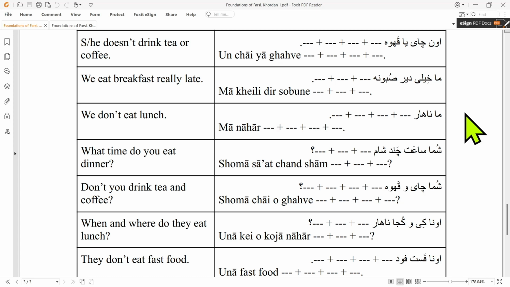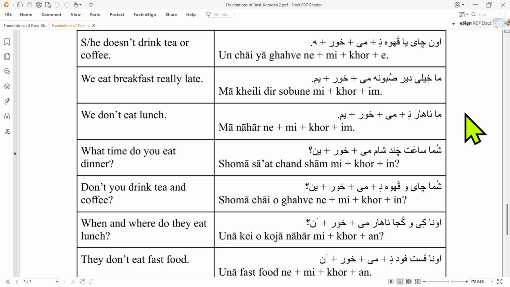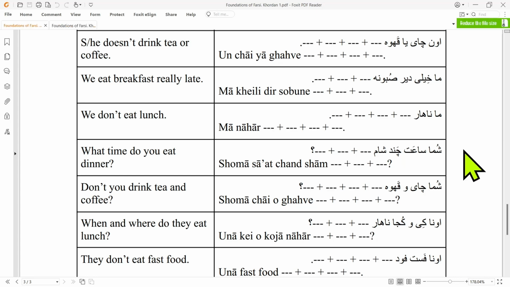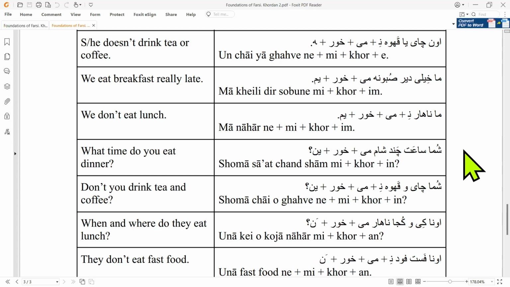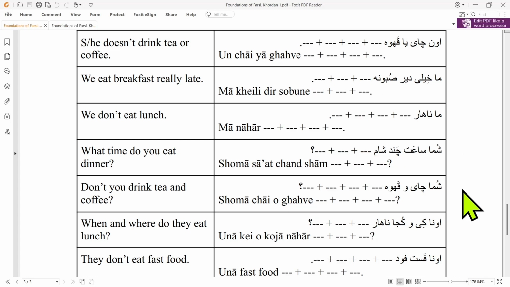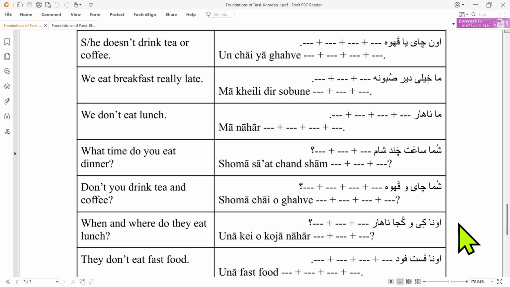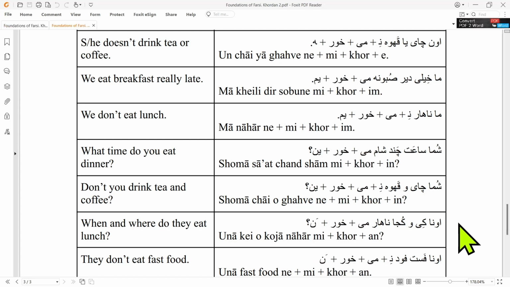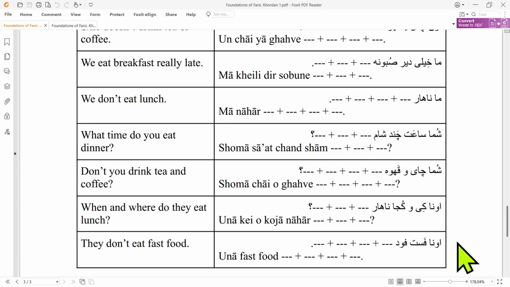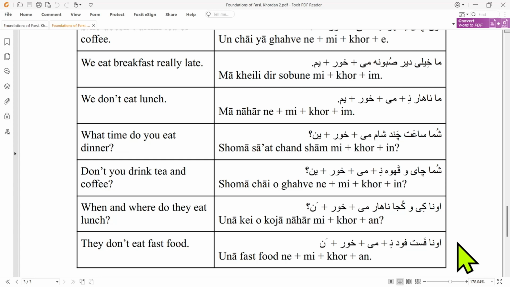We don't eat lunch. ما نهار نمیخوریم. What time do you eat dinner? شما ساعت چند شام میخورین؟ Don't you drink tea and coffee? شما چای و قهوه نمیخورین؟ When and where do they eat lunch? اونا کی و کجا نهار میخورن؟ And finally, they don't eat fast food. اونا fast food نمیخورن.